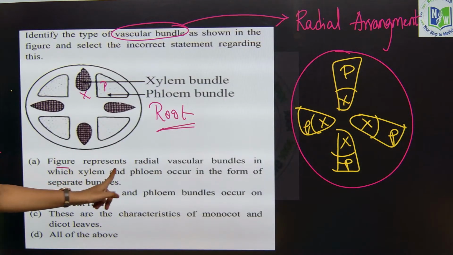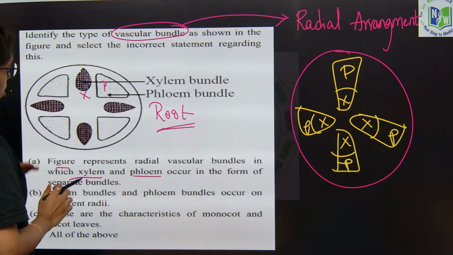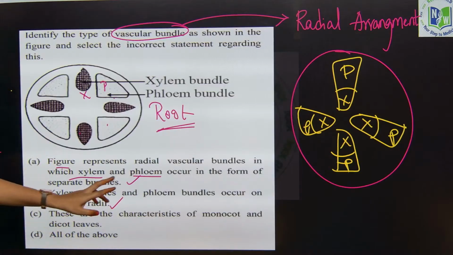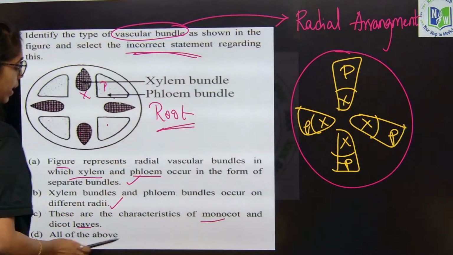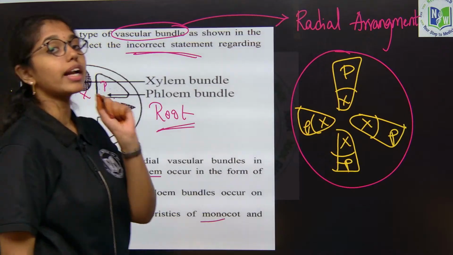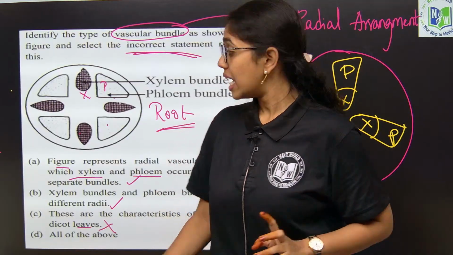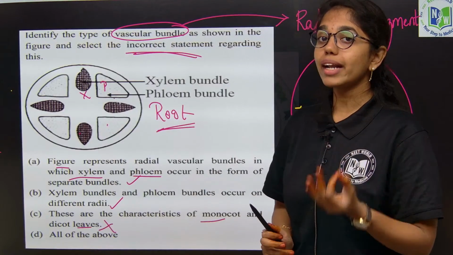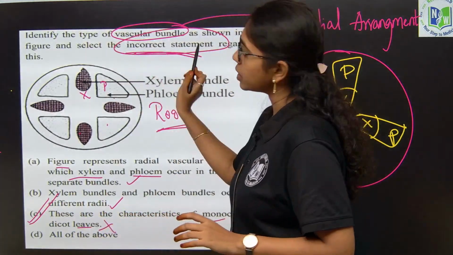A, the figure represents radial vascular bundles in which xylem and phloem occur in the form of separate bundles. True. Xylem bundles and phloem bundles occur at different radii. Correct. These are the characteristics of monocot and dicot leaves. Wrong. So, we have to identify the incorrect statement. These are not the characteristics of monocot and dicot leaf. In monocot and dicot leaves, they have conjoint closed vascular bundles. Radial vascular bundle arrangement is characteristic for monocot and dicot root, not leaf. So, here we go with option C, as the incorrect statement is asked to be identified.